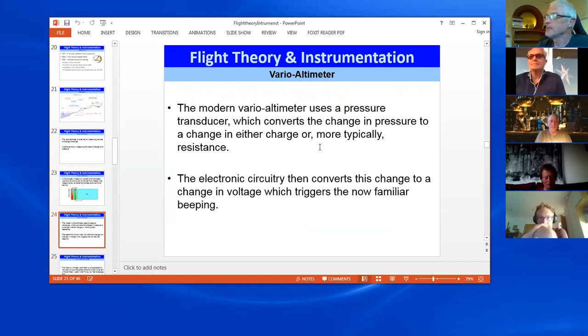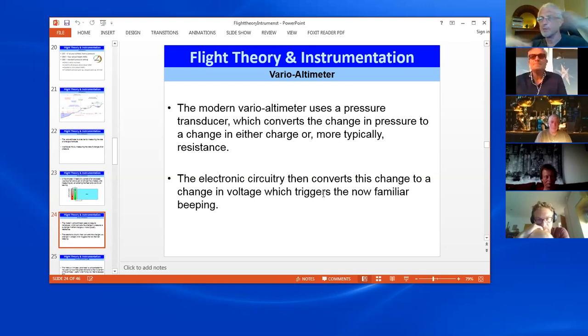there'll be a little piece of electronic equipment, a pressure transducer, which converts the change in pressure to some form of charge, usually some sort of resistance, and then it'll register that. You'll hear a beep or a squeak or a squeal or whatever noise you've got it set to. The electronic circuitry converts this change to a change in voltage, which triggers the now familiar beeping. So that's all it is basically.